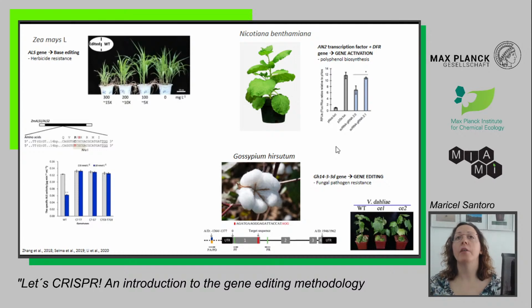And another example is in cotton, when they generate fungal resistance in the cotton, by editing one base pair, or editing actually with a knockout of this gene. So if you see here in the pictures, the plants that are knockout are more resistant to the fungi than the wild type.